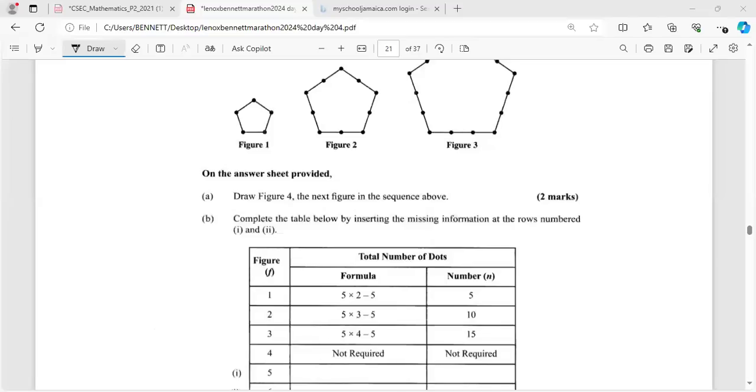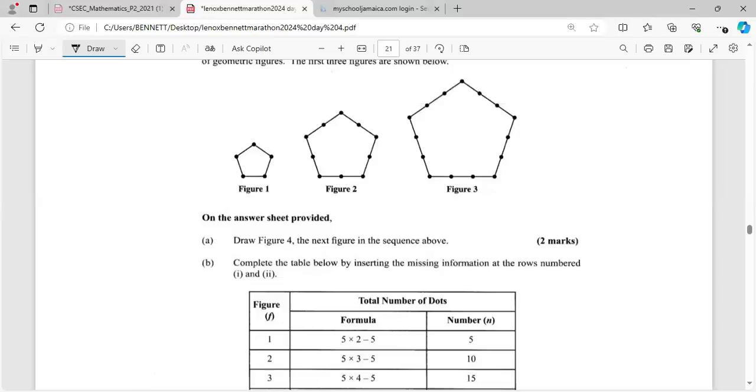I can do part right and then next class. Let me read it for you. Alright, so it said draw figure 4, right?